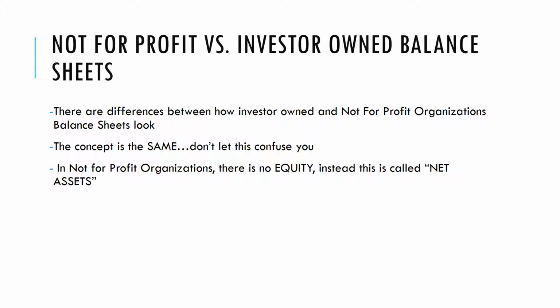The owners really are your community stakeholders. It's the people that you serve, and so that's the people that you should think of as your owners. But legally, there are no owners in a not-for-profit organization, so you can't call it equity. It's called something else. It's called net assets. So you should know that when you're looking at a not-for-profit healthcare organization, you'll see net assets. When you're looking at a for-profit, you will see equity.